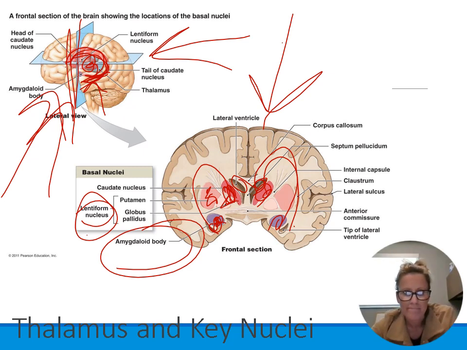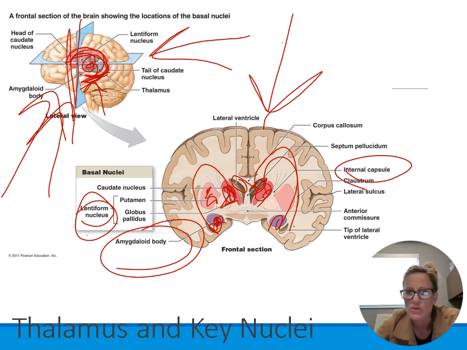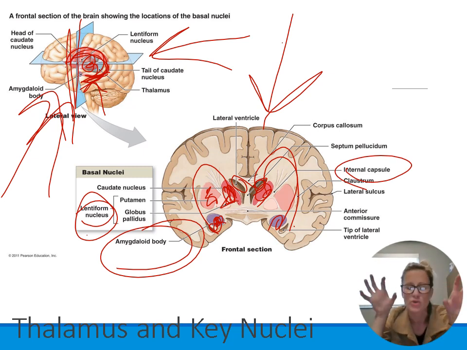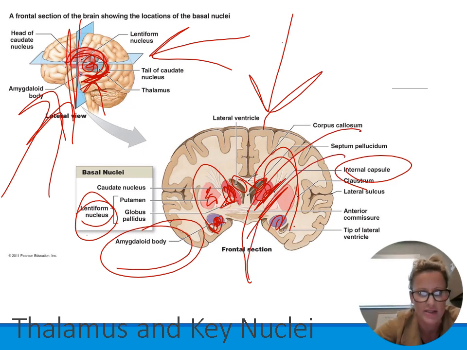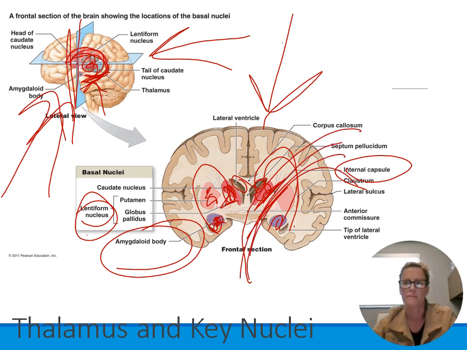What else? Oh, the internal capsule. So the internal capsule is the area between these nuclei where the fibers pass through. So if you look at this picture, you can see there's space that's present right here. That's where those fibers that are coming up are going to pass through as they radiate out. So that's referred to as the internal capsule.